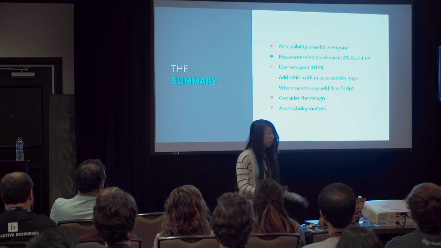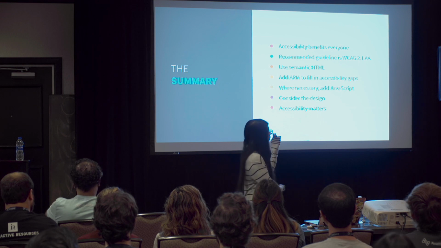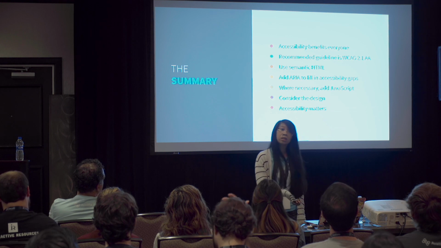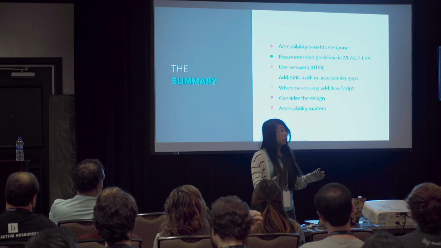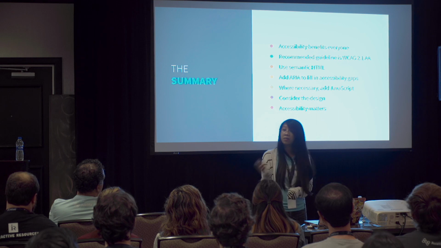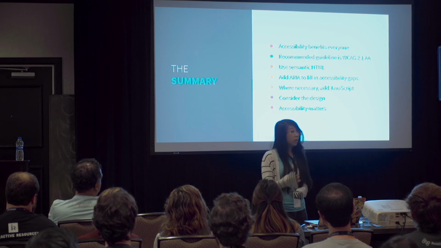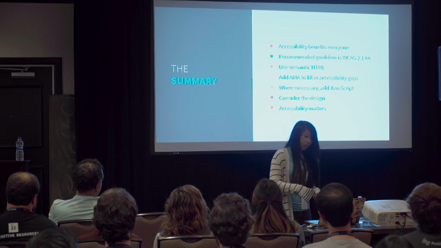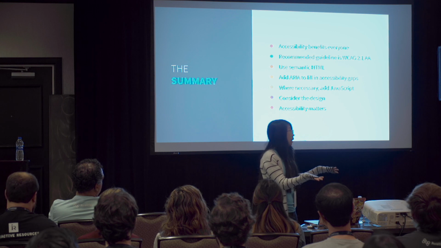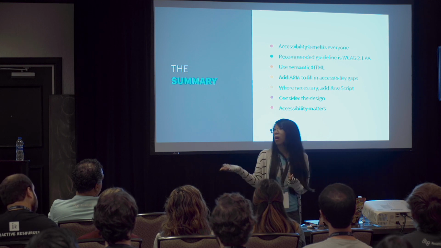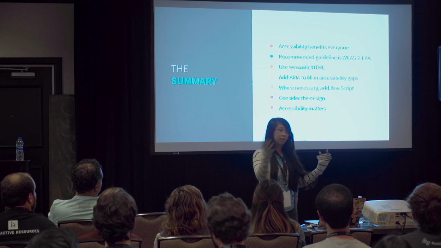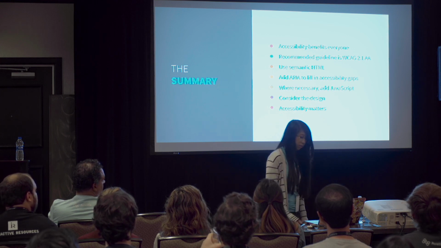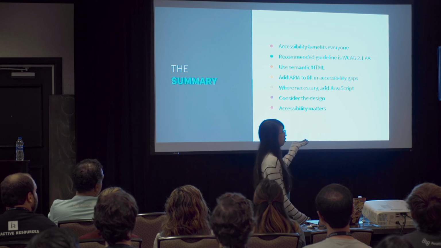Okay, so the summary. As you can see, accessibility benefits everyone. If you're going to be choosing a guideline, choose WCAG 2.1 AA. Use semantic HTML to begin with, and then add ARIA to fill in the accessibility gaps. If you need JavaScript to control some of the ARIA states, be sure to add that. Remember to consider design. Coding is just really one part of it. Unless you're a one-man shop, you really need to have the designers take accessibility into consideration as well. And finally, accessibility matters.